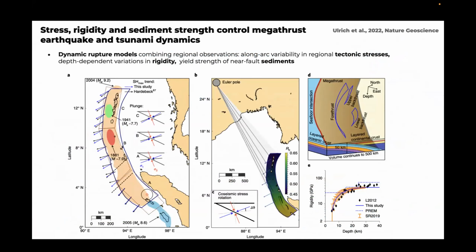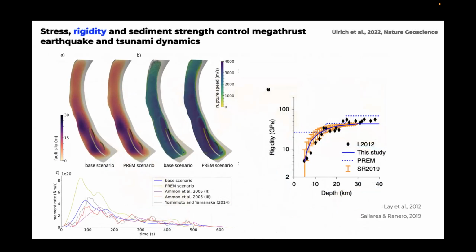I just want to highlight a few things that we would be interested in better determining for Chile if we want to do these simulations in the SZ4D region. And one of them is related to a recent paper where we've been showing that it's regional factors that are important to understand not only rupture dynamics, but also tsunami generation dynamics. And these can be broken down into tectonic stress, depth-dependent variation in rigidity, and the yield strength of near-fault sediments. And this is a summary figure illustrating all these three regional variations and how they are important for governing megathrust dynamics and tsunami dynamics. I want to highlight rigidity.